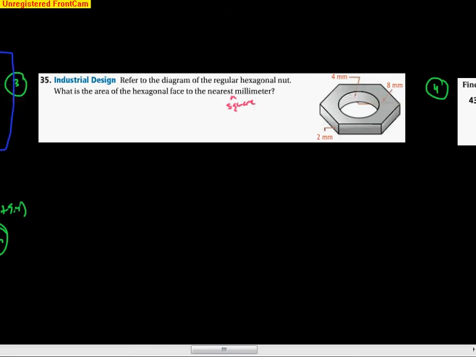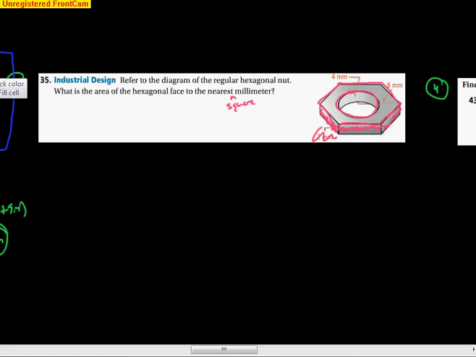Okay. So what does this mean? Well, it means this part doesn't matter. This 2 millimeters doesn't matter. That's the thickness. All I care about is the actual face of the nut, right? With this circle cut out of it. So I'm looking for this shaded region around the circle. So this problem is find the area of the hexagon, find the area of the circle, and subtract. So that's what I'm going to do.